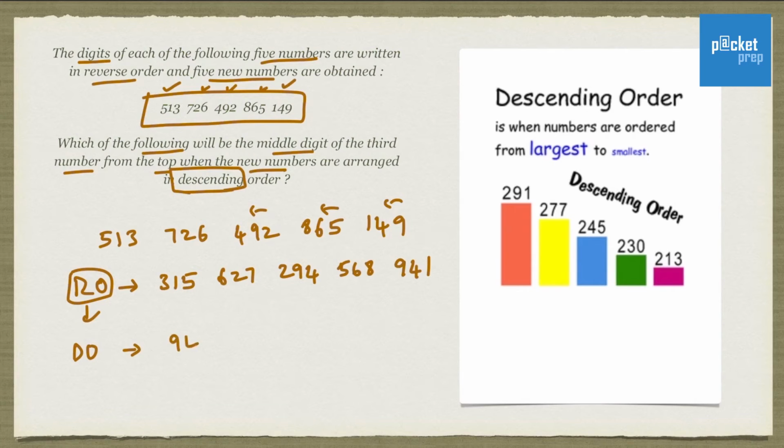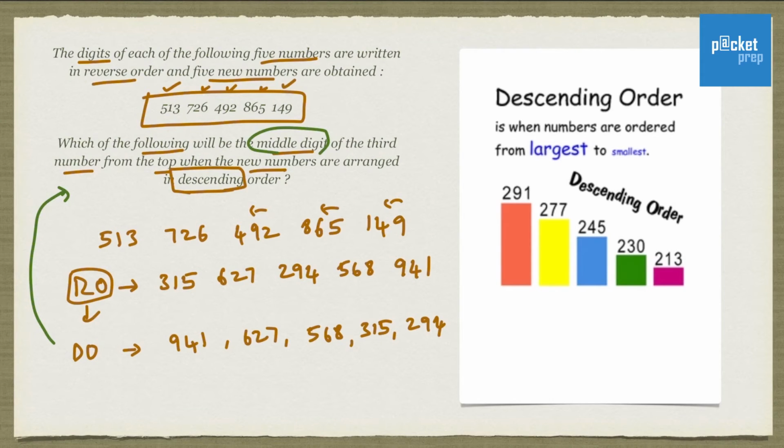We get 941, 627, 568, 315, and last 294. Now get into the question. It's asking us the middle digit of the third number from the top. The third number from the top is 568 and the middle digit of 568 is 6. Therefore, the answer is 6.